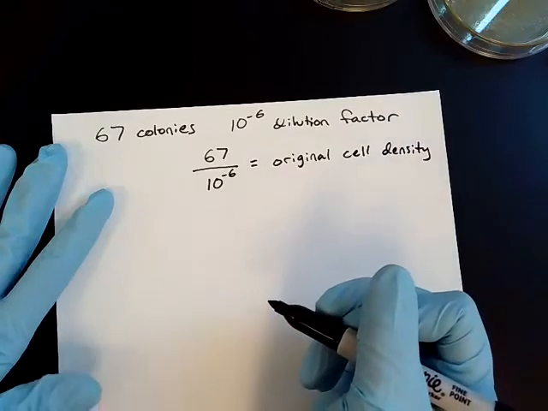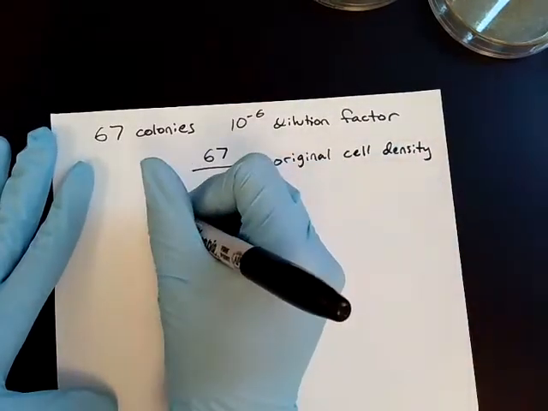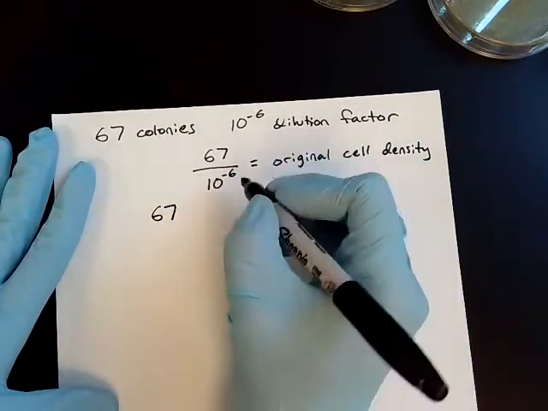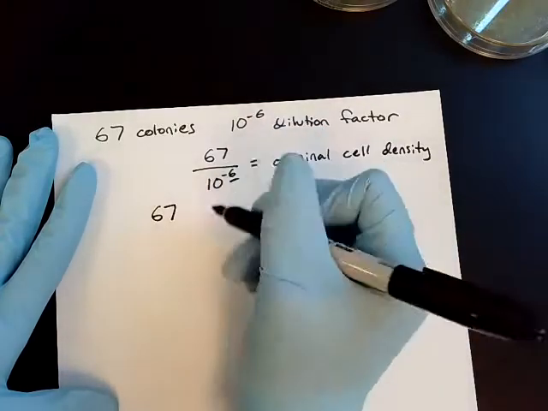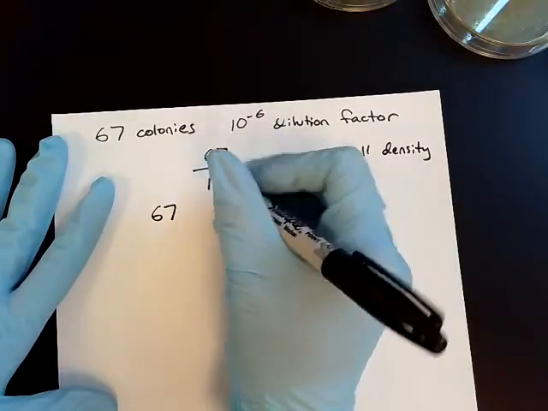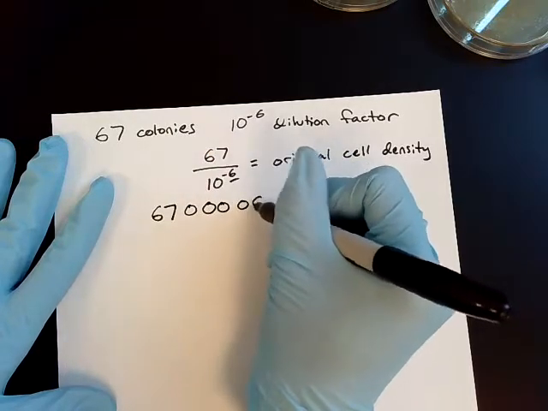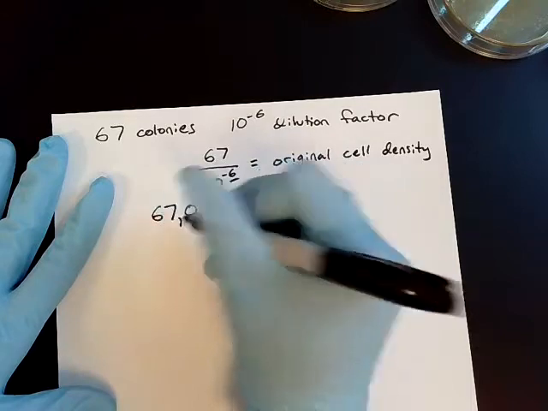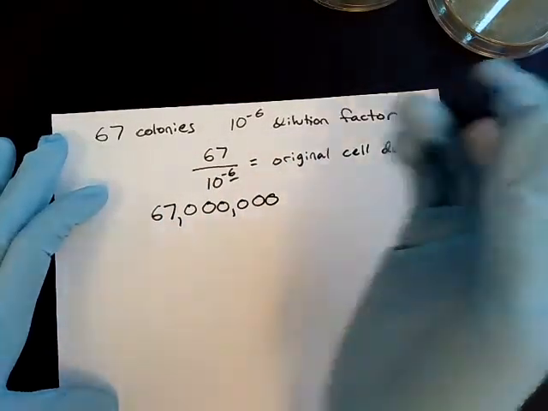Now you could try to do this in your calculator, but there's an easier way to do this. You would write down the number 67 and then put the number of zeros down as the exponent here. So we have an exponent of 6, so we're going to put 6 zeros down. And this is our original cell density. So this is the final answer.